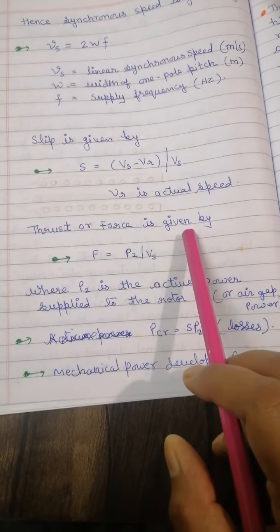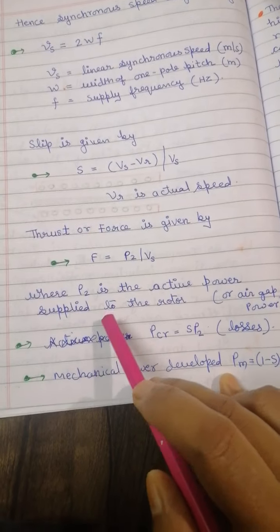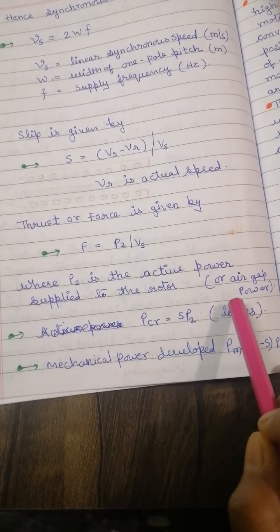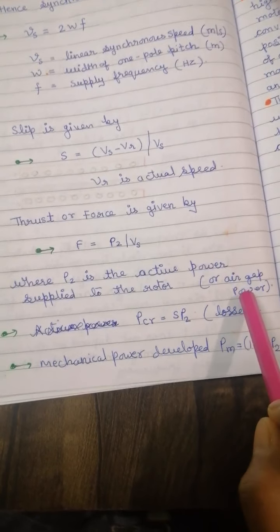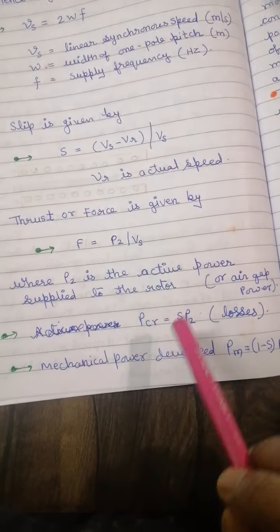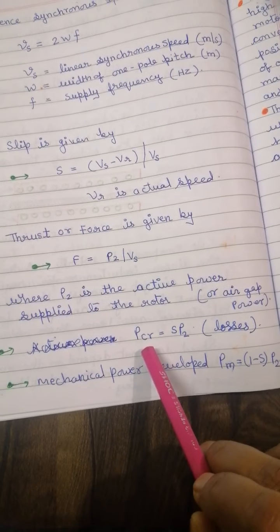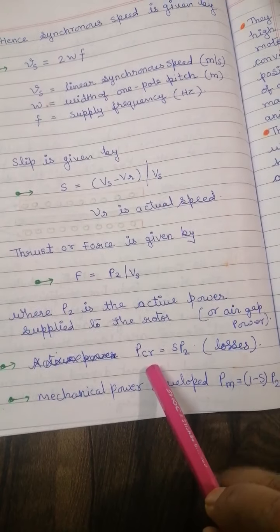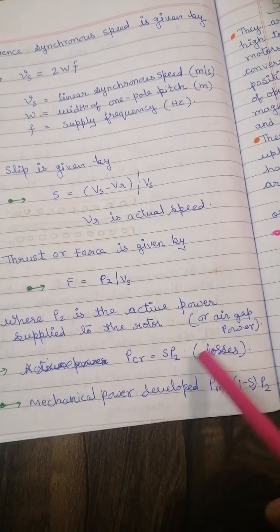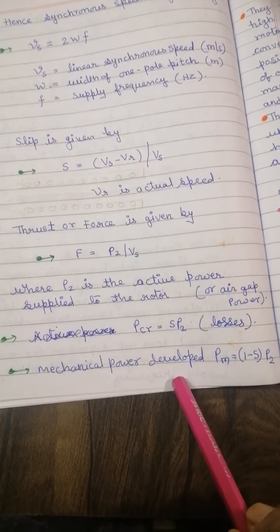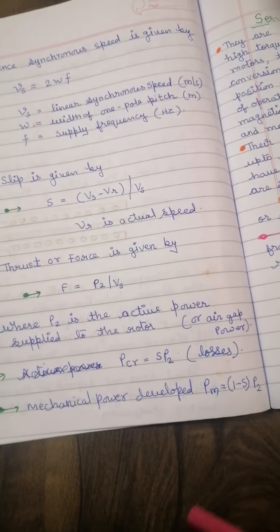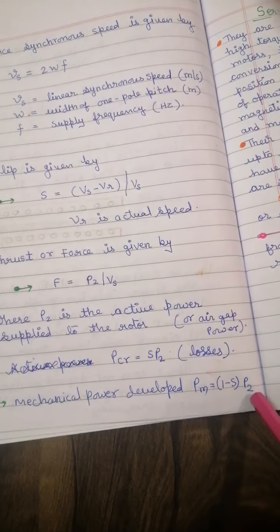Thrust or force can be given by P2 / Vs. And what is P2? P2 is the active power supplied to the rotor, which in the three-phase induction motor is the air gap power, Pg. Here it is given by P2. The copper losses are given by S into P2, as in the three-phase induction motor we have S into Pg. The mechanical power developed, Pm, is given by (1 - S) into P2, as we have (1 - S) into Pg in the three-phase induction motor.